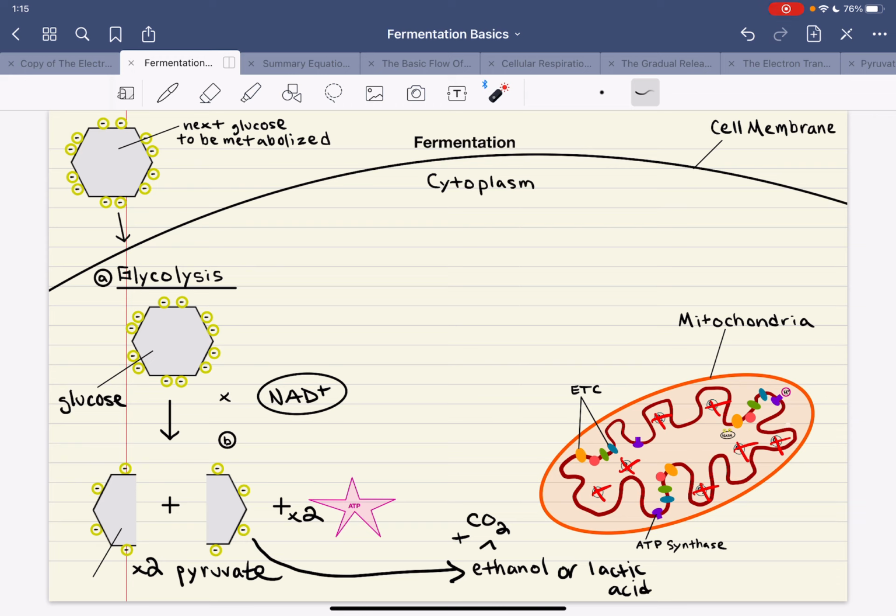So that's fermentation. There's nothing else to it. It's basically, again, just glycolysis. You get 2 pyruvate, 2 ATP, 2 NADH, plus one additional step where we get rid of those electrons that were on the NADH, transfer them to pyruvate, generating these waste products so that we can continue to do glycolysis with new molecules of NAD+. So that's fermentation. We're going to go back to the PowerPoint slides.